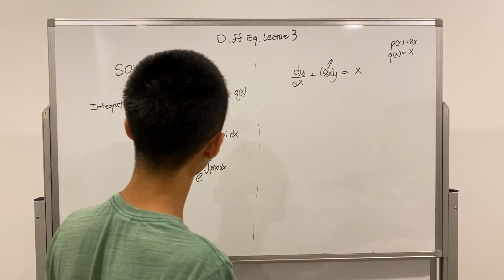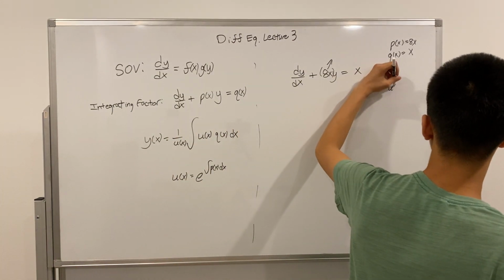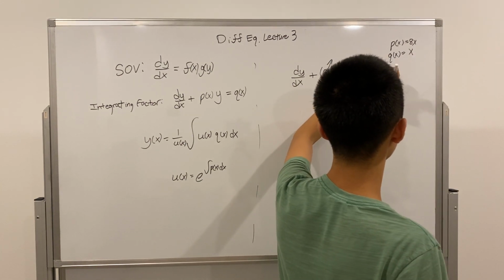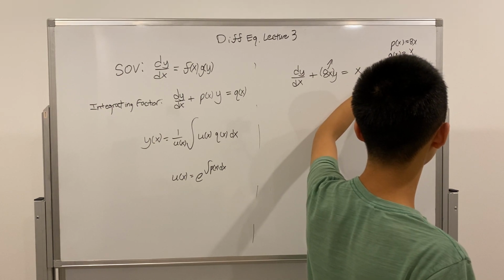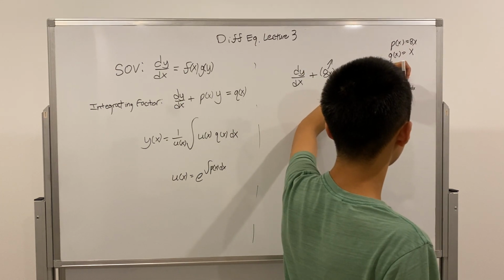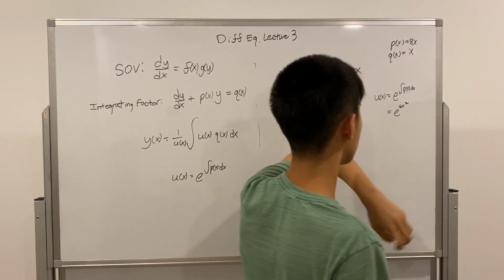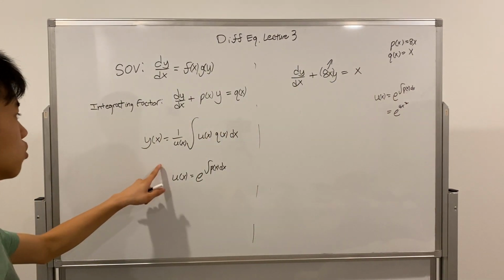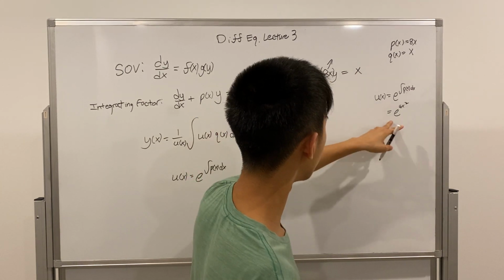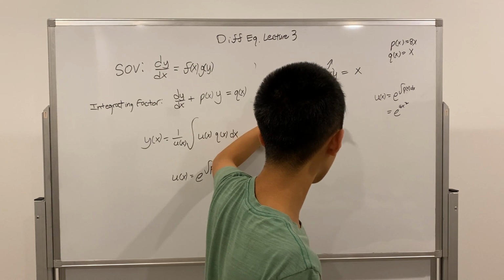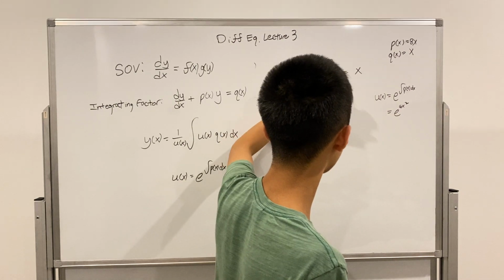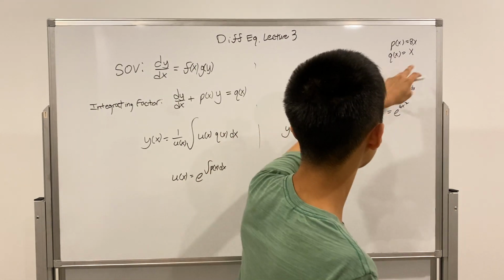Now we want to find u of x. u of x is simply e raised to the integral of p of x dx. The integral of p of x dx is 4x squared. So that's our u of x. We can plug it into the final formula, where y of x equals 1 over u of x, which is e to the 4x squared power, times the integral of u of x, e to the 4x squared power, times q of x, which is just x.